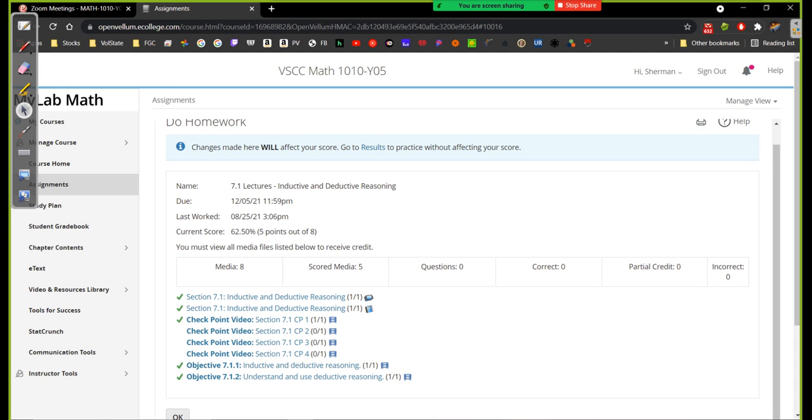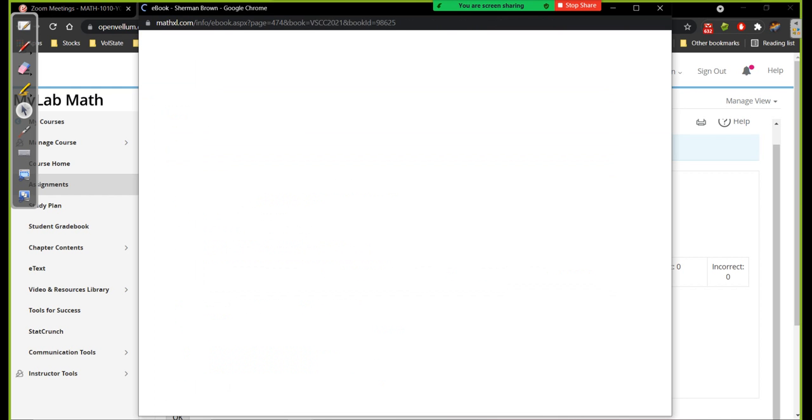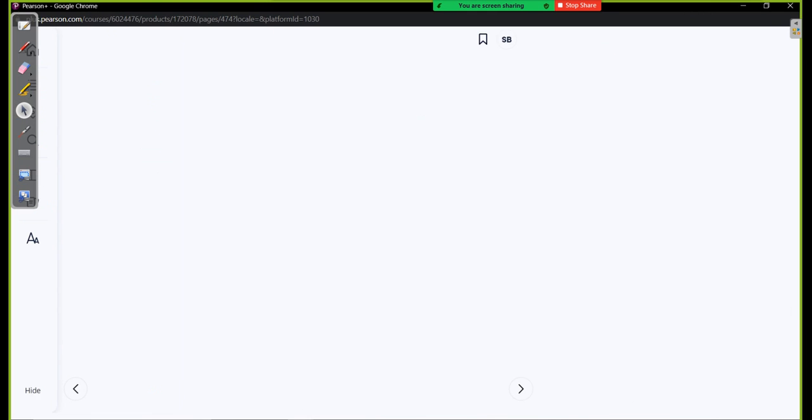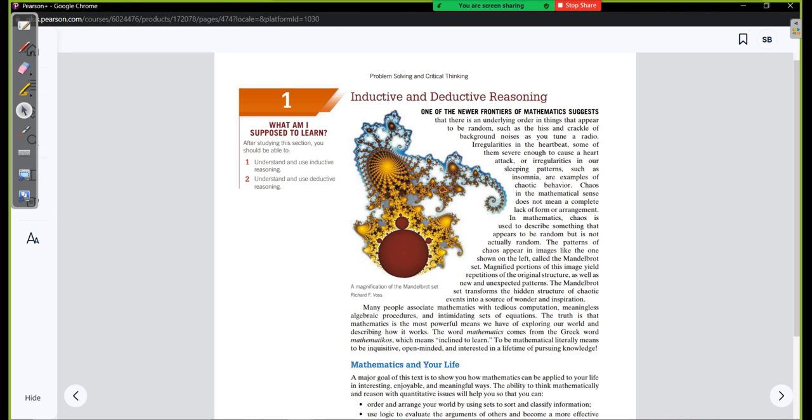But the main thing I want to point out here is this textbook. It's a little textbook icon, and you're going to click on that, and it's going to take you to the textbook. It's going to take you exactly where you need to be. There it is. So today we'll be talking about inductive and deductive reasoning.